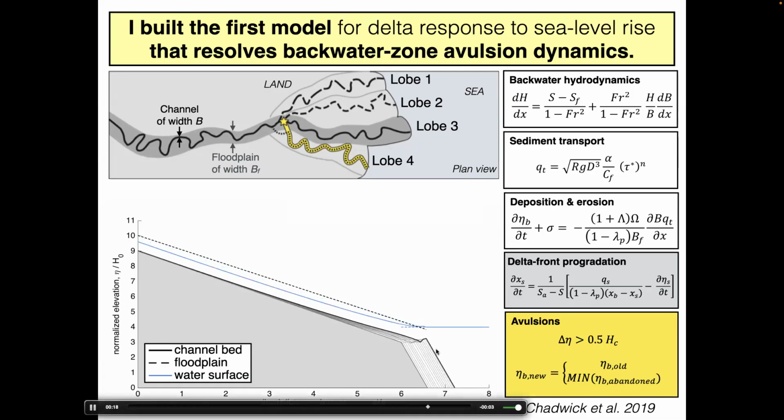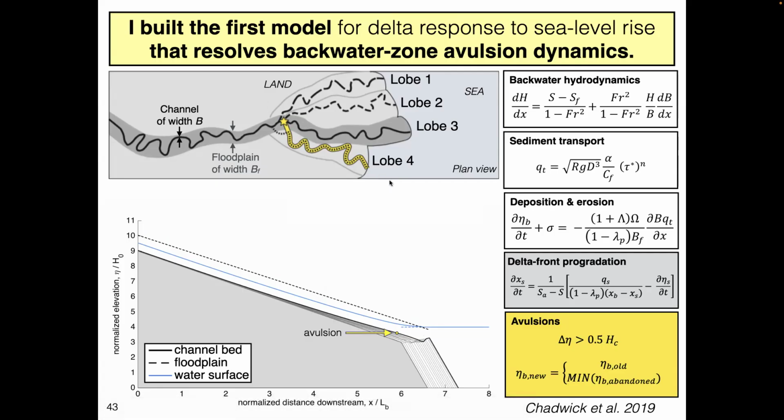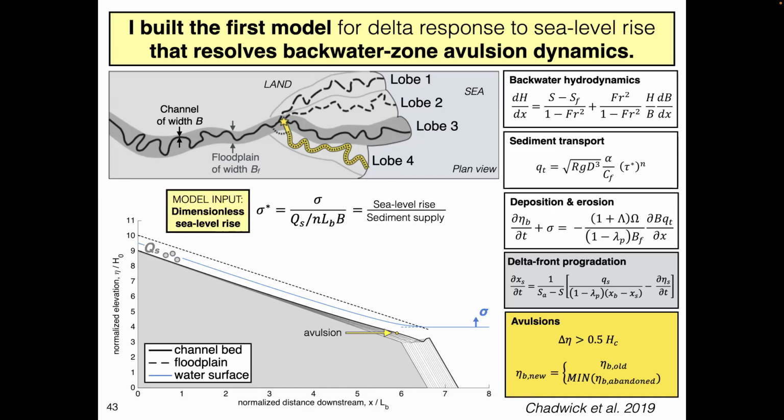And over time, the delta front you can see is prograding, and then the delta top is aggrading as well. And then that happens up until this point where an avulsion is triggered here because we've basically built up sediment. We've elevated that lobe to half the channel depth relative to the other lobes. And at that point, it's going to reroute to a different channel, and then the cycle is going to repeat again. So we'll run this over dozens of avulsion cycles, and then look at the results.